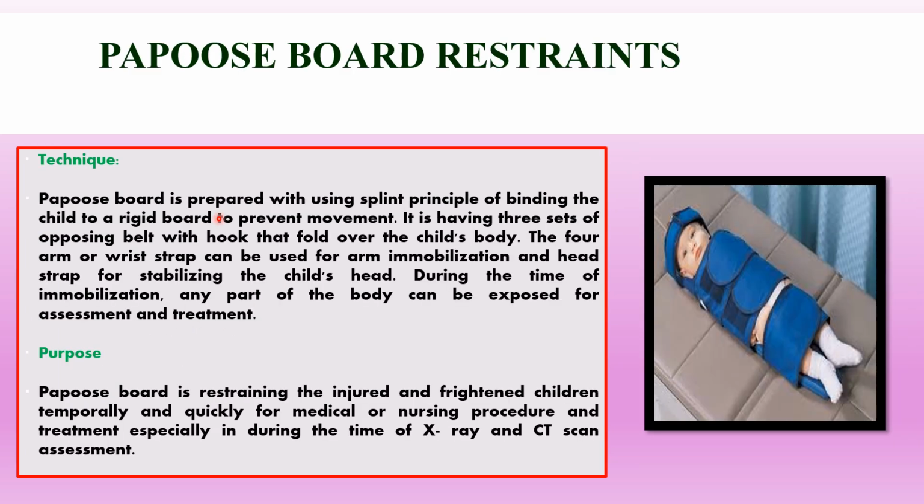The last type is Papoose board restraints. The Papoose board restraint is prepared using splint principles of binding the child to a rigid board to prevent movement. It also has 3 sets of opposing belts with hooks that fold over the child's body. So these are the 3 sets of opposing belts. They can cover the child's body. It will prevent the movement.